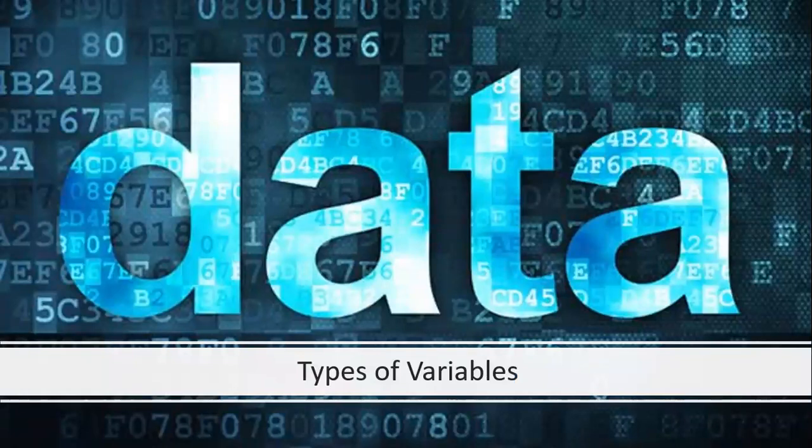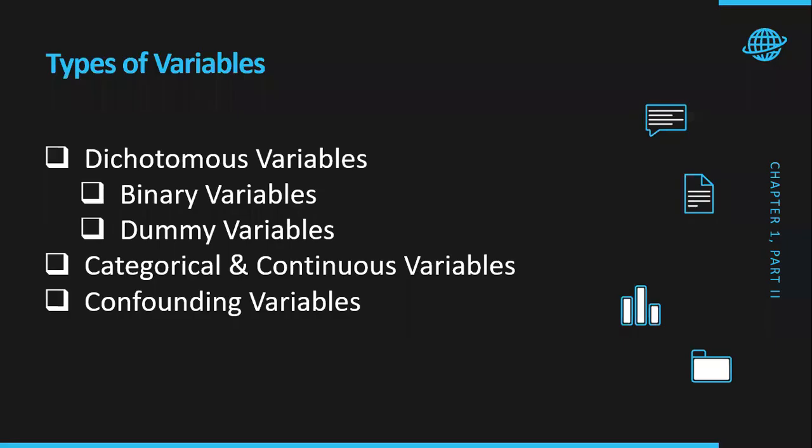Now let's discuss types of variables. In this segment, we will discuss two different types of dichotomous variables, binary variables and dummy variables. We will also discuss the difference between categorical and continuous variables. And finally, we will discuss confounding variables.